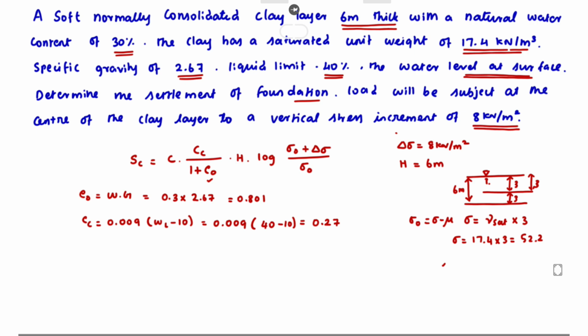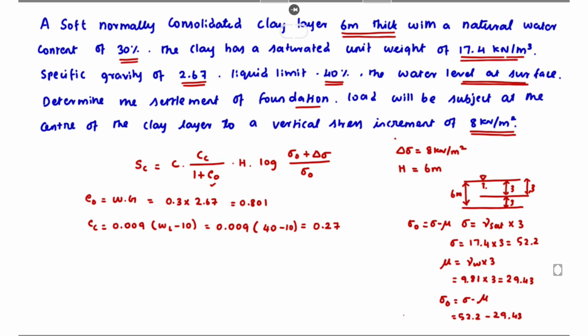Then the water level is at the top of the layer. So now we can take u equal to gamma w into 3 meter. Now 9.81 into 3 meter, so we got the value of 29.43 kilonewton per meter square. So now sigma naught equal to sigma minus u. So sigma is 52.2 minus 29.43. So now we got the value of sigma naught equal to 22.77 kilonewton per meter square.